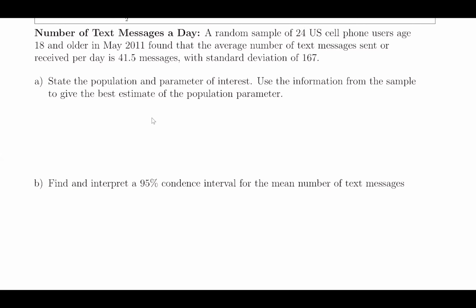The first thing that's given to us is the 24. So 24 is my n value. We put n is equal to 24. The second thing they give me, if you look at it, it said the average number of text messages sent or received per day is 41.5. So that means X bar is equal to 41.5. And then they tell me the standard deviation. So of the sample of 24, we got a standard deviation of 167. So we say S is 167. So far, any questions in regard to how I got those three values?